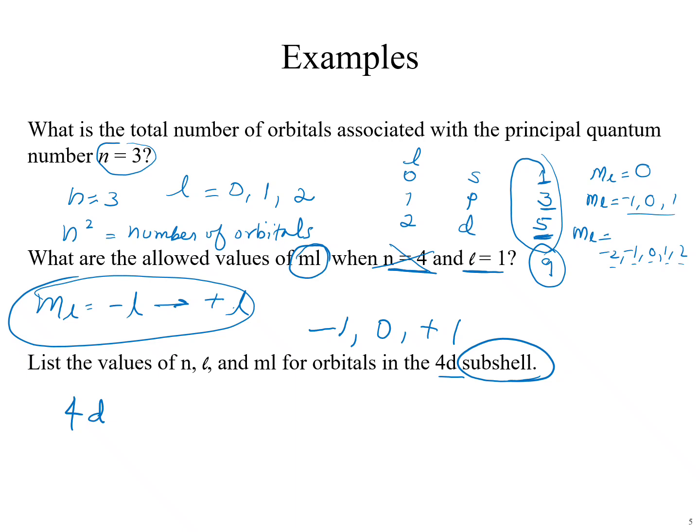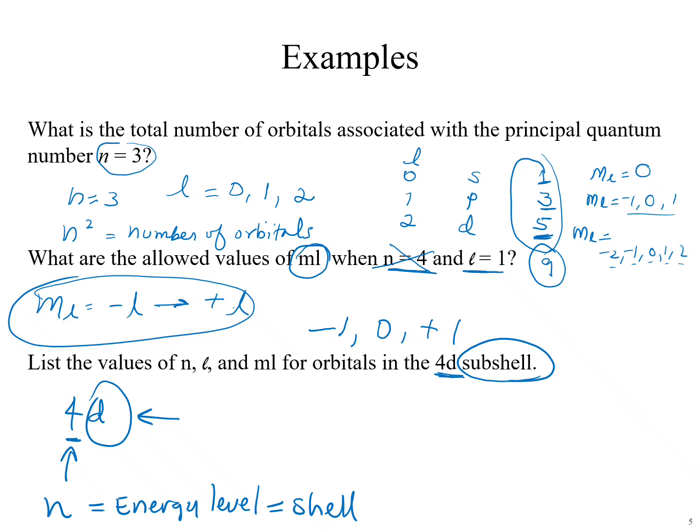So when we're looking at this 4d here, this number is telling you the energy level. This number here, which is the shell, is telling you the energy level, and the letter tells you the type of orbital, which is d. If you know the type of orbital, you also know the numerical value of L.